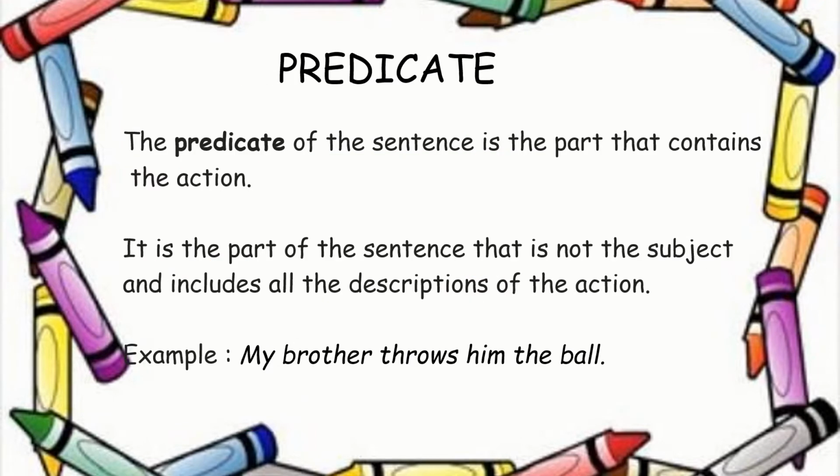Now, as we have understood subject, let us see what is predicate. The predicate of the sentence is the part that contains the action. It is the part of the sentence that is not the subject and includes all the description of the action. So other than the subject, whatever is there in the sentence, the rest of the sentence is the predicate. It includes the verb. The verb should be included in the predicate. For example, my brother throws him the ball. So which is the verb? Throws. So from throws to the last, throws him the ball, this is the predicate, whereas my brother is the subject.